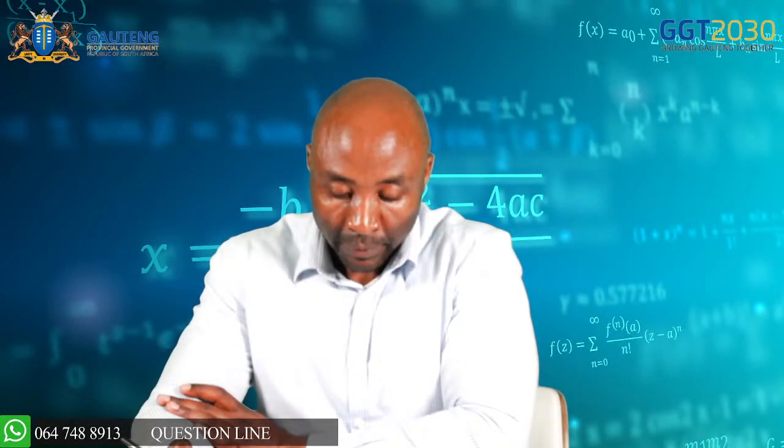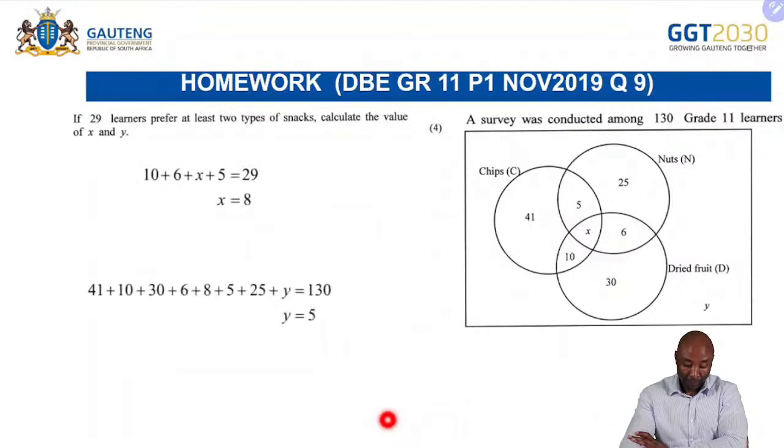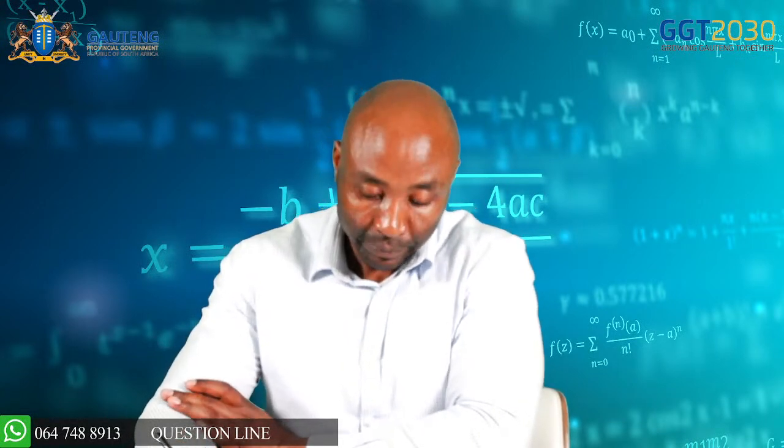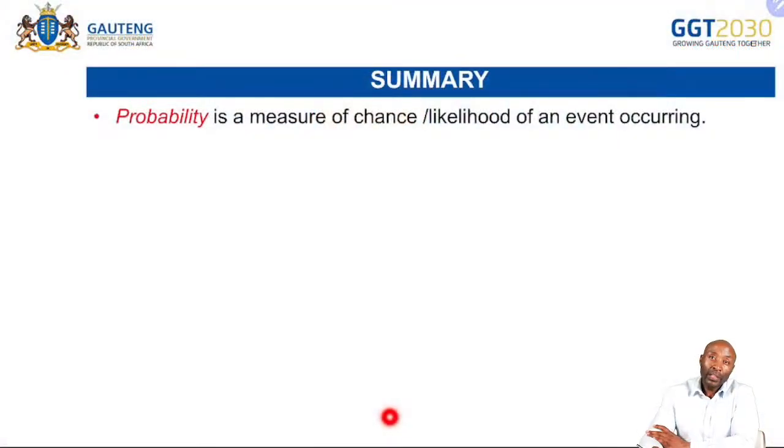Now we have come to the end of our lesson. I hope you learned something. So in summary, we learned the definition of probability as a measure of the chance or likelihood of an event occurring, and it's measured as a real number. It can be a decimal, a fraction, or a percentage between 0 and 1. As a percentage, between 0 and 100%.